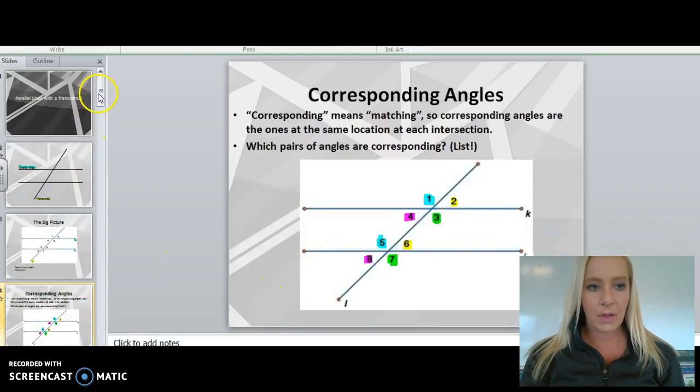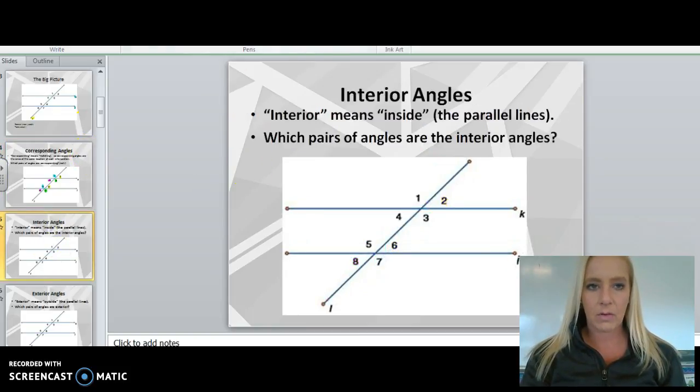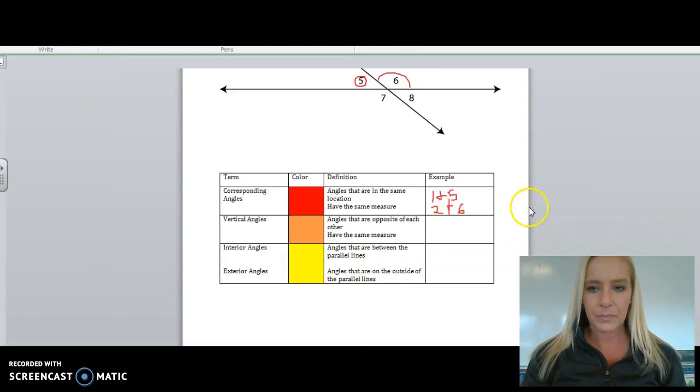Okay, the next type of angle that we're going to look at are what's called interior angles. Interior means inside the parallel lines. We often hear something as simple as interior designing. Those are professionals that design the inside of homes. So all of your interior angles are the angles in between the parallel lines. So 4, 3, 5, and 6 are in between the parallel lines. We're going to come back to vertical angles in a second.